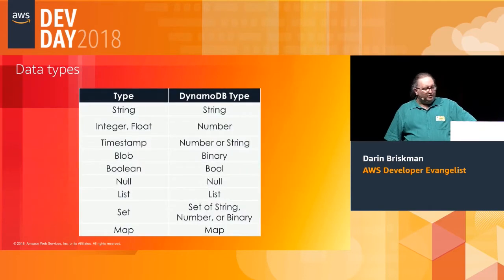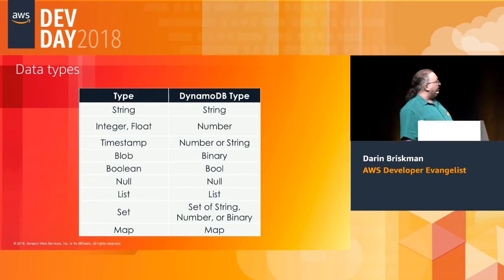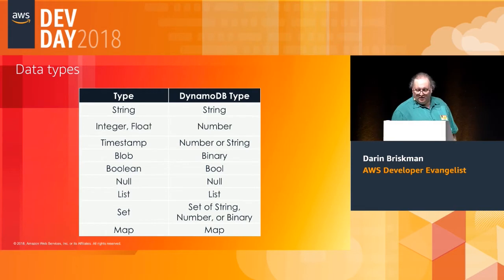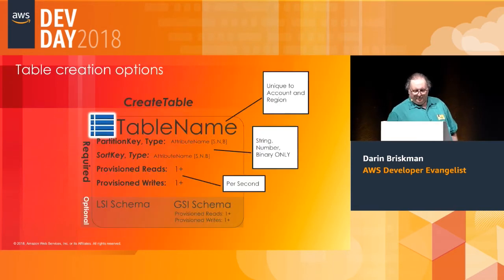We keep the database simple. It only has a few data types. So the usual ones you'd expect: strings, numbers, binaries, booleans. And then the table name has to be unique to your account and a region.